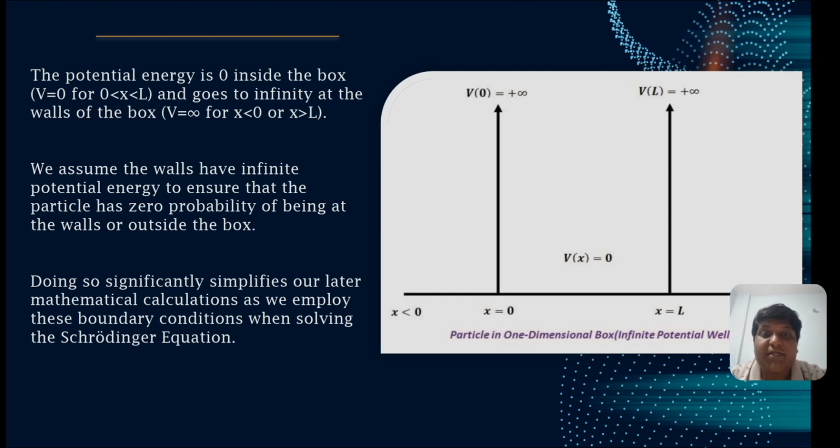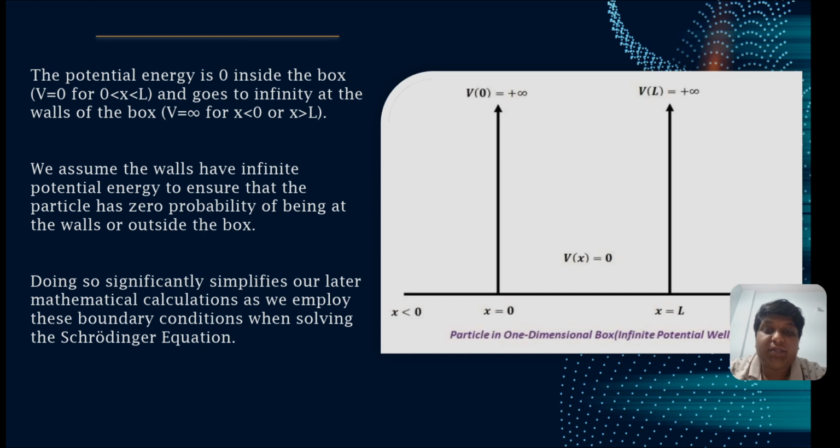Now let us consider a free particle of mass m that moves only along the x-axis and is confined between x is equal to 0 and x is equal to L by two infinitely hard walls, so that the particle has no chance of penetrating them. This is possible only if the potential energy is infinite at x is equal to 0 and x is equal to L, and zero between 0 and L. This is known as the particle in a one-dimensional potential well of infinite wall height.